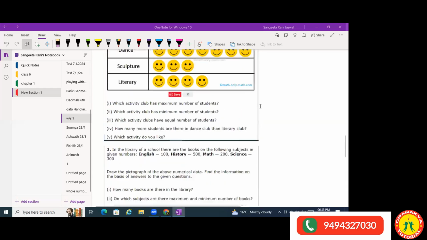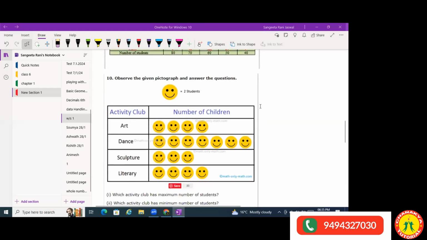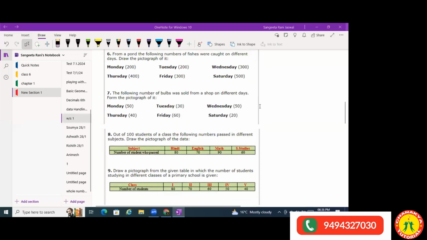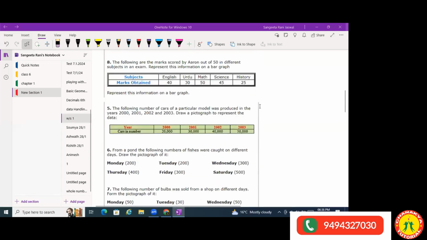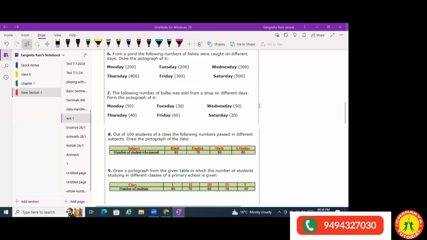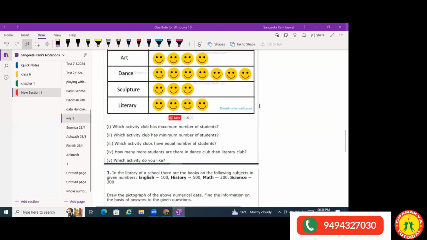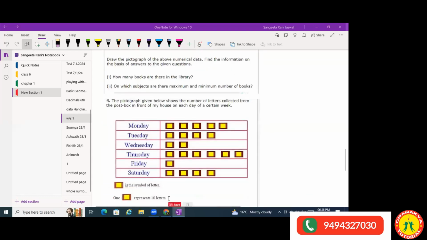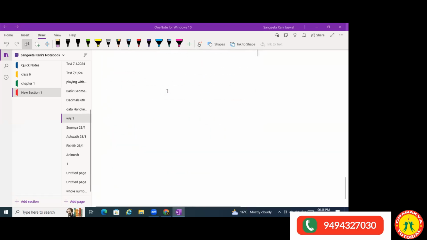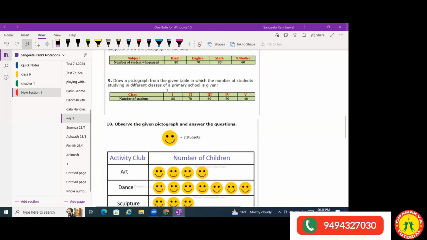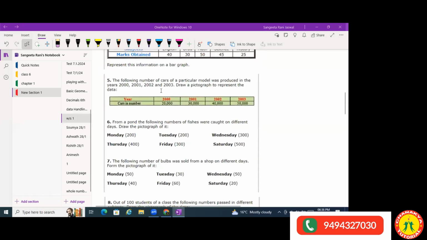Okay, now children, do one thing. We will do this in the next class. Not next class. Let's see. I'll give you this for homework. Today, this is all pictograph. The first 8 questions were bar graphs, and below that are all pictograph questions. I'll give you these questions for homework, right?